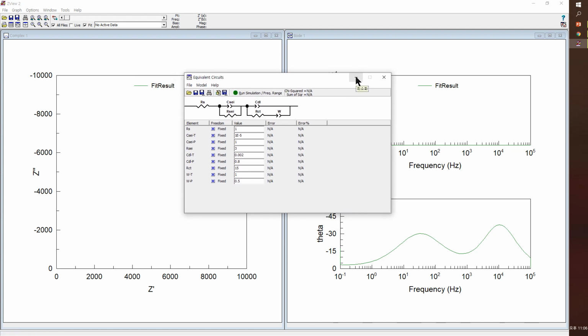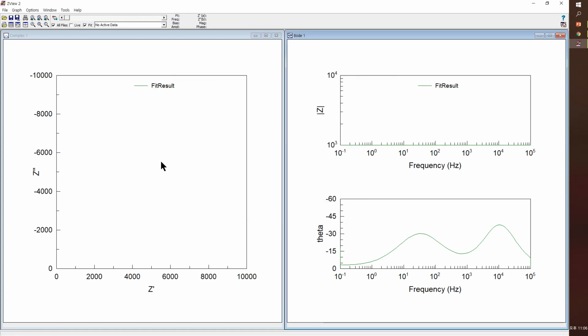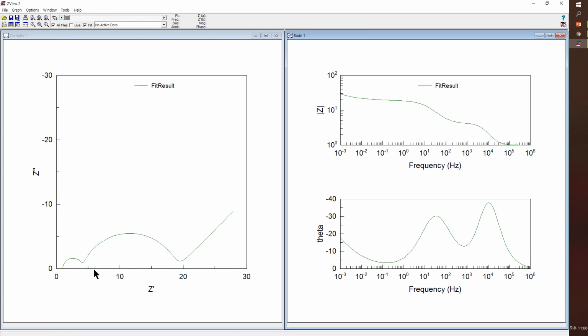Then I kill this window. I cannot see the two semicircles with one 45 degree line. Why? Because we did not scale, automatic scaling. So please, A indicates all. So please click this one. Then you can find some semicircles and Warburg line. So two semicircles with Warburg, and then let me select those data.